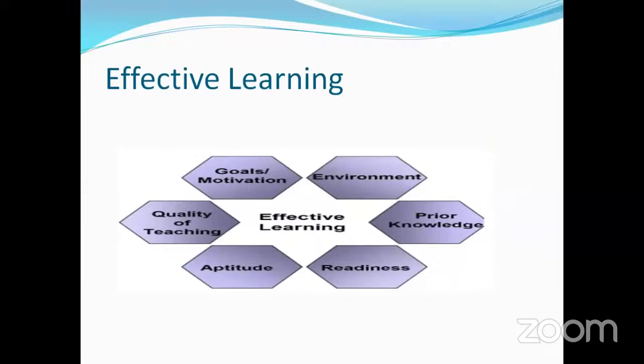Okay. Next one is effective learning. So, effective learning, I can make that diagrammatic representation. Goals are very important. Objective is very important. Then, knowledge. So, in effective teaching, knowledge plays the vital and dominant role.